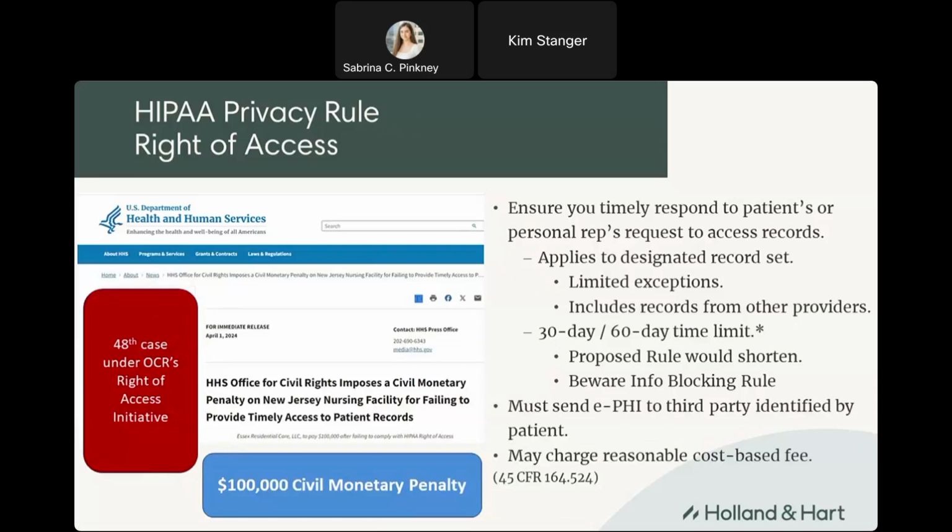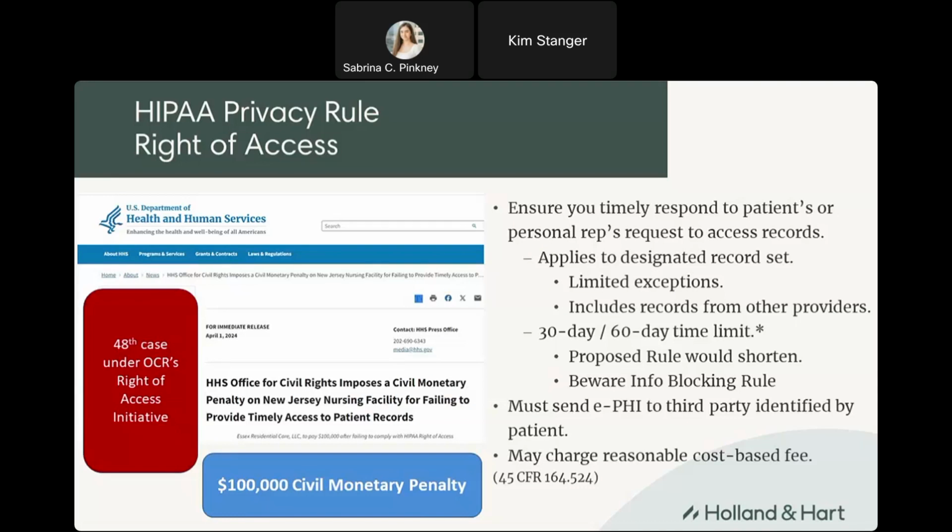Under that HIPAA privacy rule, right of access, as you may remember, the government's been on that. That's been an emphasis for them for the last couple of years. They just settled the 48th case under the OCR's right of access. So just make sure that you're paying attention to when you get requests from the patient or their personal representative to access that information.